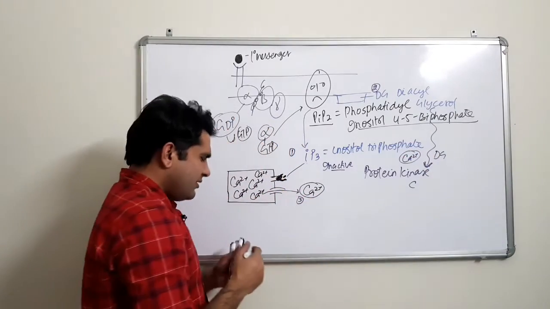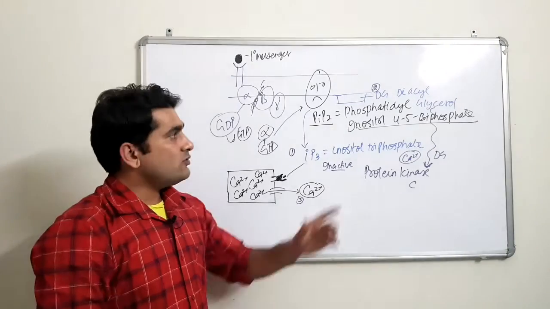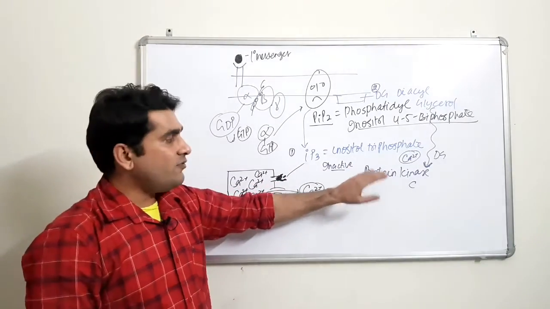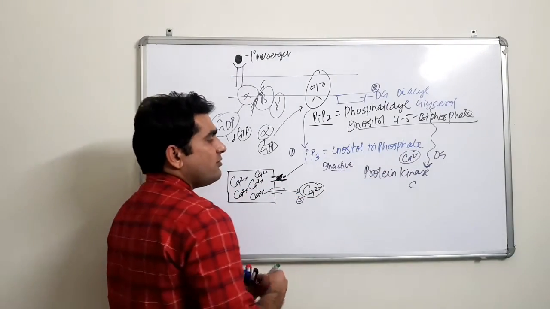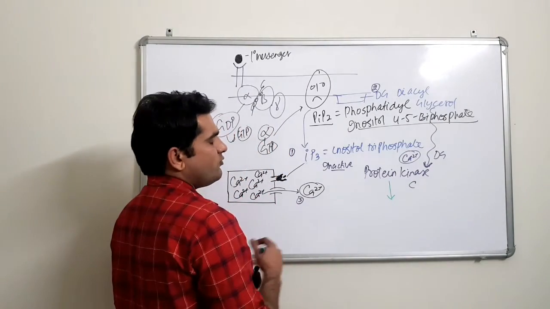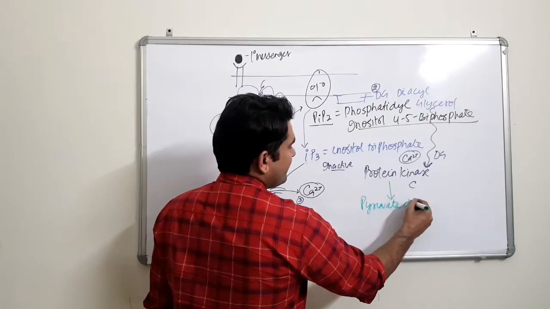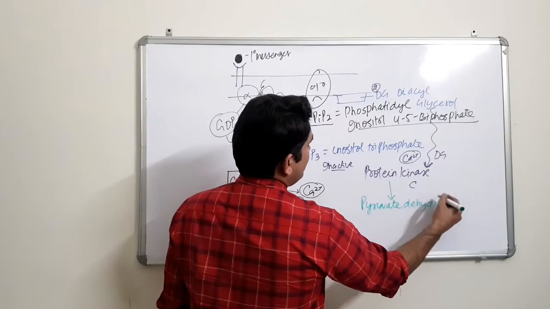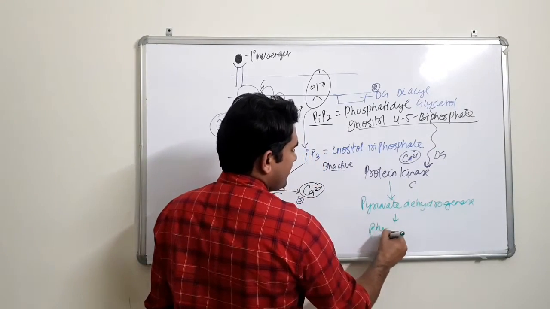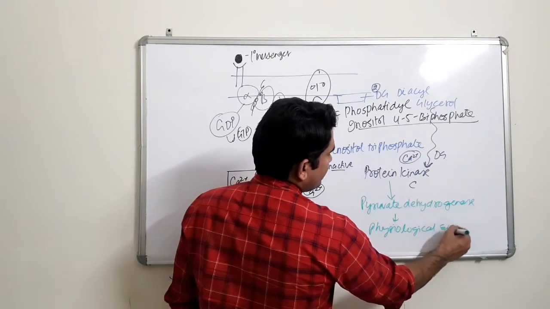You know, enzymes need certain cofactors for activity, and a cofactor could be a metal ion. So this diacyl glycerol needs a metal ion to activate protein kinase C, and after activation of protein kinase C, the cascade would initiate, and other enzymes would be activated. For example, pyruvate dehydrogenase is also activated. I am not going into detail here, and you don't need to remember that. And there would be a physiological effect. And what would be the physiological effect?